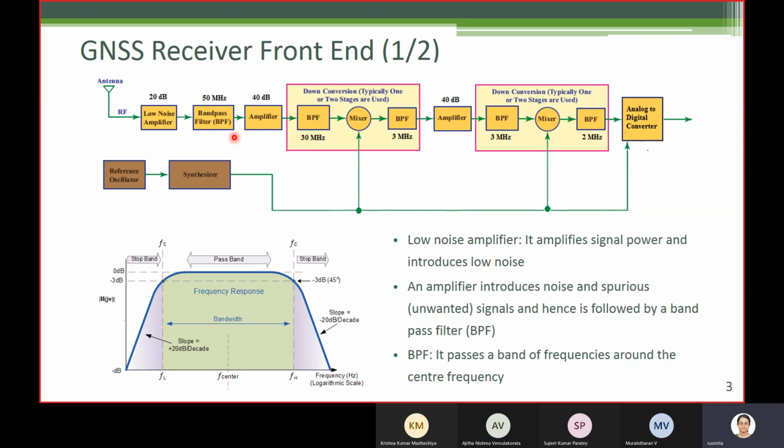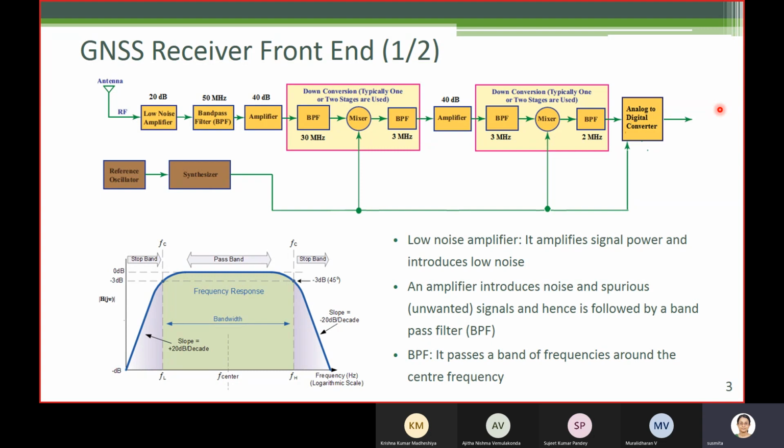Fourth, the signal is in analog form. We cannot process analog signals. We have to eventually digitize it. The digitization, analog to digital conversion, is done at the end. So after the front end, all processing is in the digital domain. So it has four tasks.